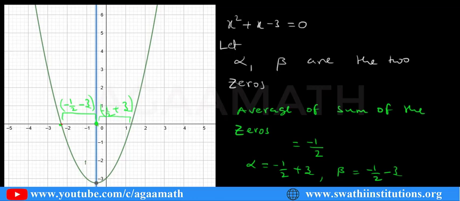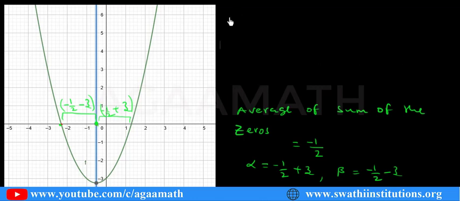So what is the product of the zeros? We know that the product of the zeros is nothing but c by a. It means according to the second polynomial, that is x squared plus x minus 3, the product is minus 3 by 1, which is nothing but minus 3.